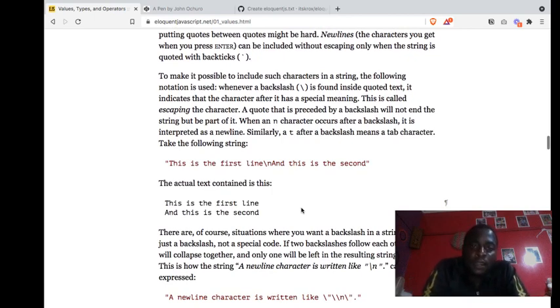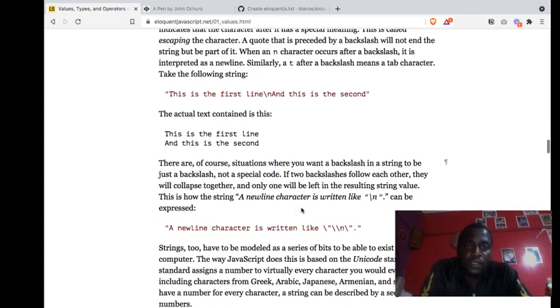When an n character occurs after a backslash, it is interpreted as a new line. Similarly, a t after a backslash means a tab character. Take the following string: "This is the first line\nand this is the second." The actual text contained looks like this: This is the first line and this is the second.